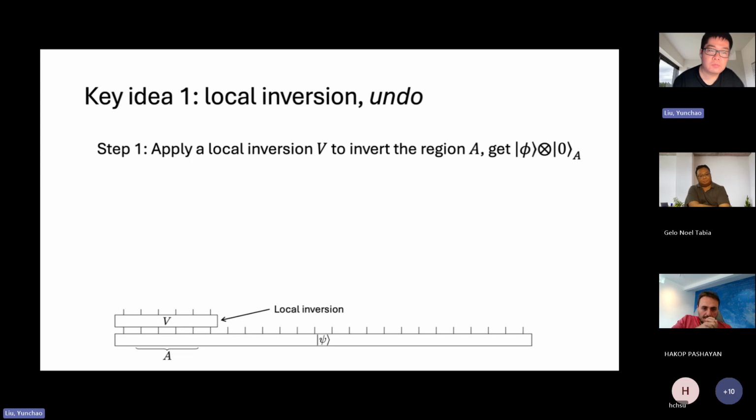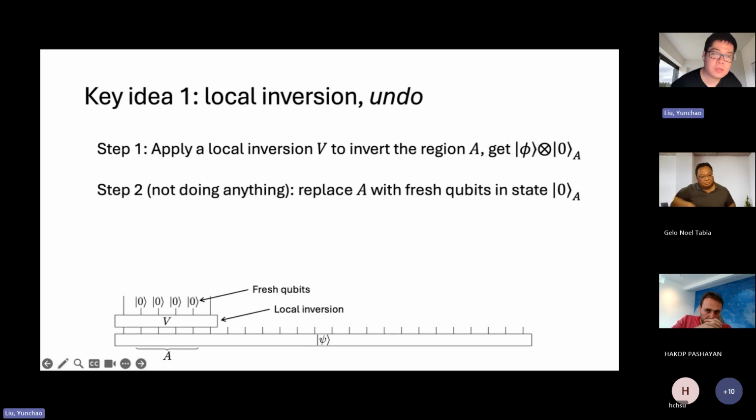So, okay, in this picture, we have an unknown quantum state psi. And this picture is just a one-dimensional quantum system. And we have this region A, which is a small constant size region. The first thing we can do is to apply a local inversion V to invert the region A. So after applying this local inversion V, the qubits in the region A all become the 0 state.